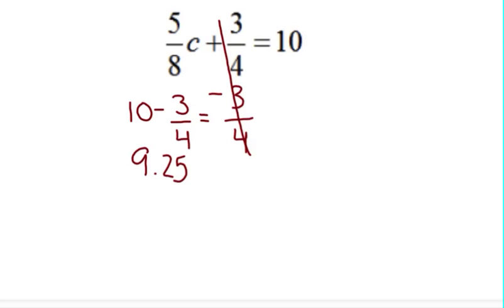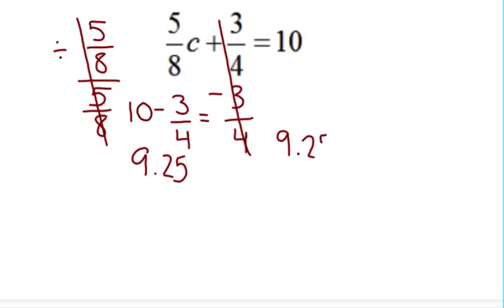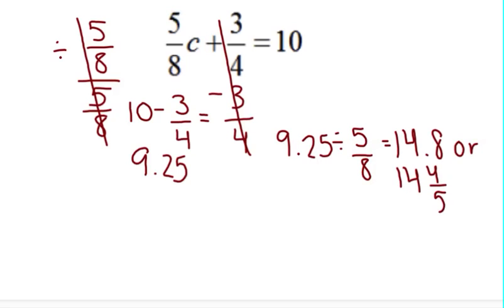Then you would take 5/8 and divide it by itself, so you cross it out. You would then do the same for 9.25. 9.25 divided by 5/8 equals 14.8, or 14 4/5.